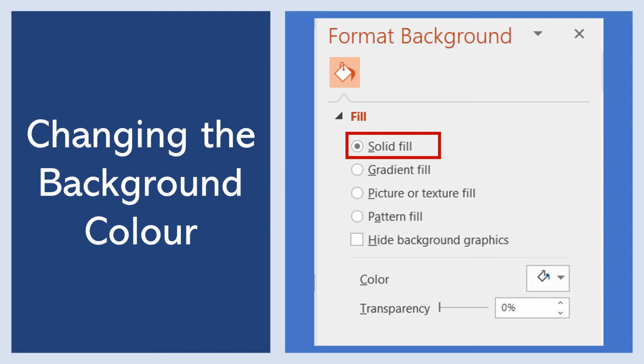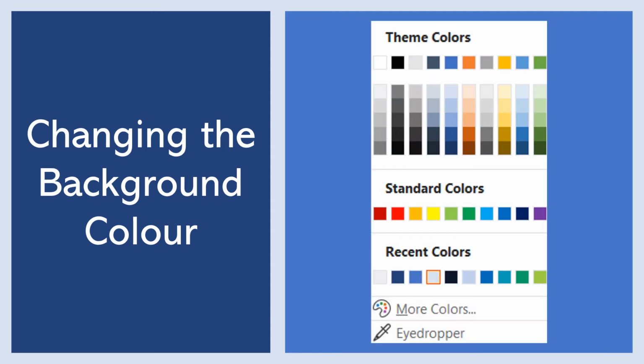Now, when you go to solid fill, the next thing you're going to go to is the paint bucket on the bottom right corner there, because we want to choose a color. Once you have clicked on the paint bucket, you're going to get this window. And on this window, you see a palette of different colors, but these aren't your only options.